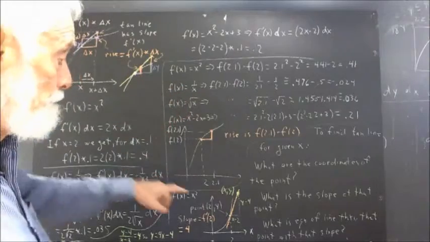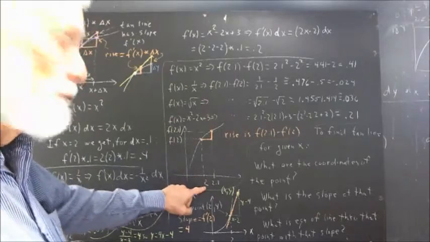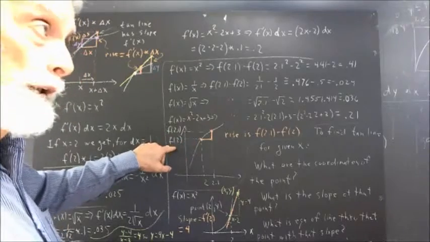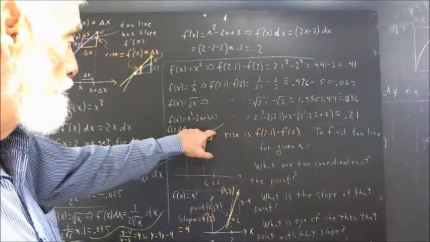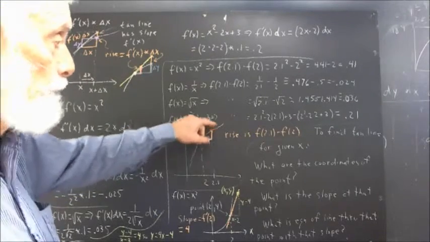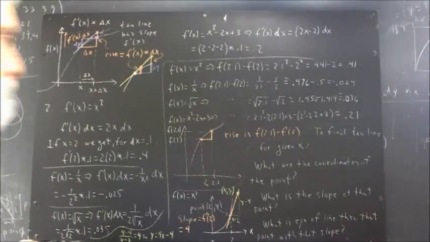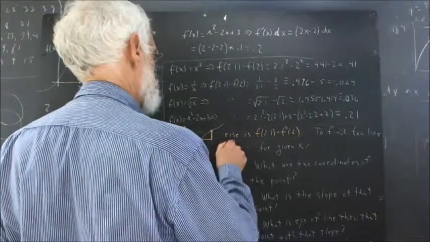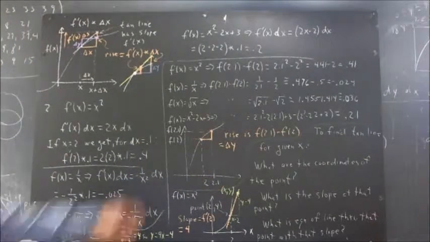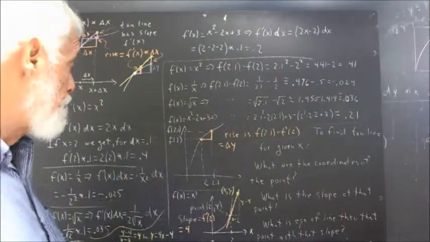For a given function, f of 2 is the value taken by the function when x is 2. So x is 2, we go up to the curve, project over, we get f of 2. If x is 2.1, we project up to the curve, get the y value, f of 2.1. The rise is f of 2.1 minus f of 2, and that's equal to the change delta y in the actual value of the function. Delta y because, of course, the rise between this point and this point is the change in the y value.